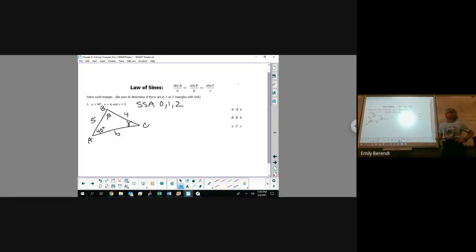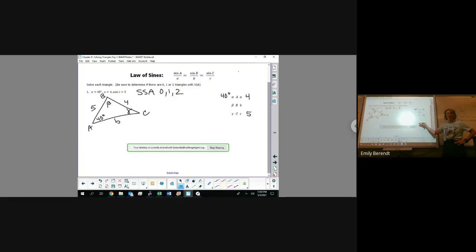We'll fill in our chart. 40, 4, and 5. And then leave yourself room under here to put a second chart, because I've told you there is a second triangle, so you will have a second chart. But we've got to figure out how we get to that.